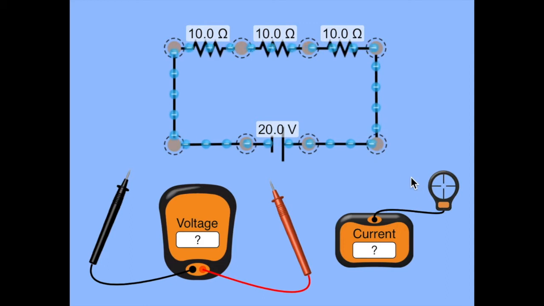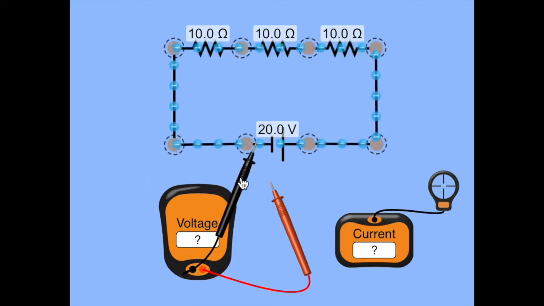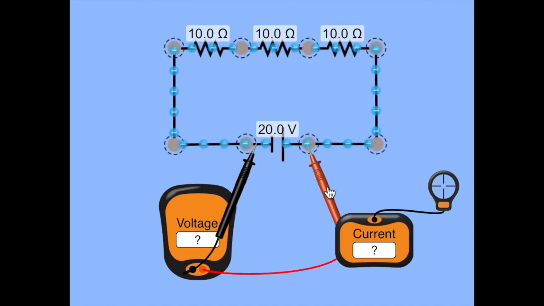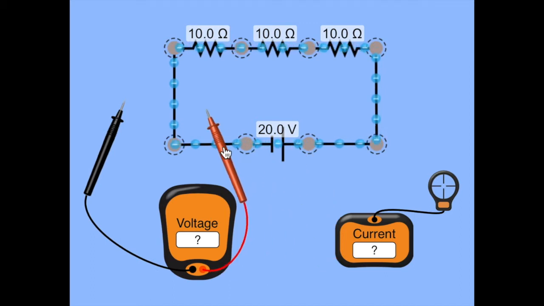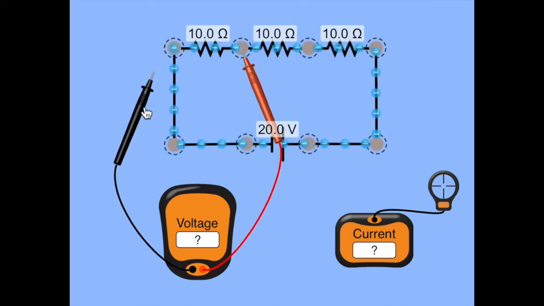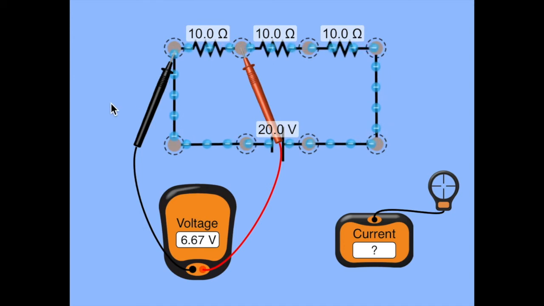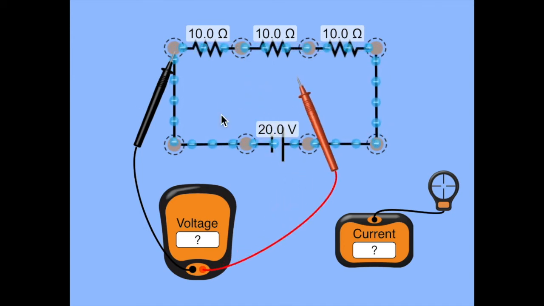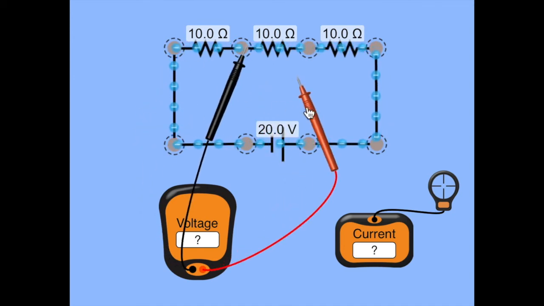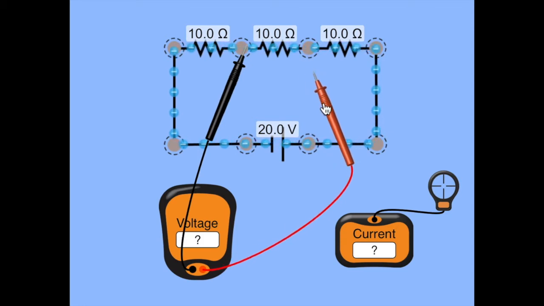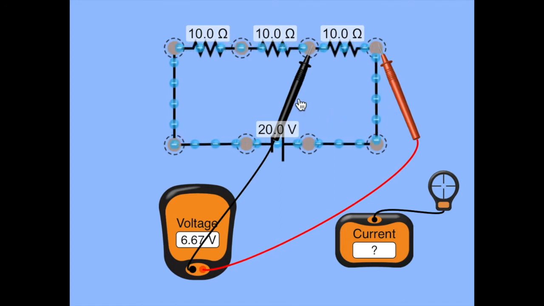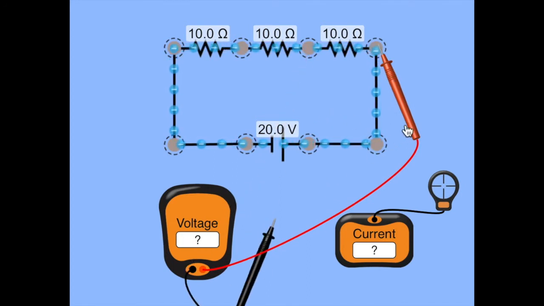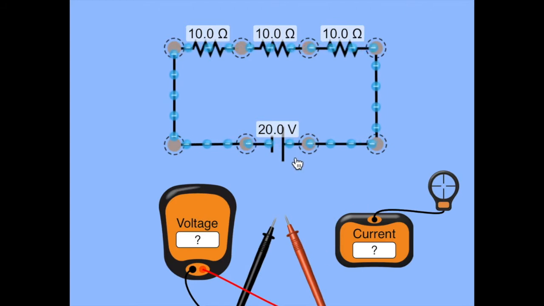However, voltage is not constant. Some voltage is lost at every resistor in this series circuit, where the magnitude of the voltage at the battery is 20 volts. If we take the voltage at the first resistor, we see the voltage is 6.67 volts. For the second resistor, 6.67 volts. And for the third resistor, 6.67 volts. Because these resistors are all the same value, that 20 volts is split up evenly between them.